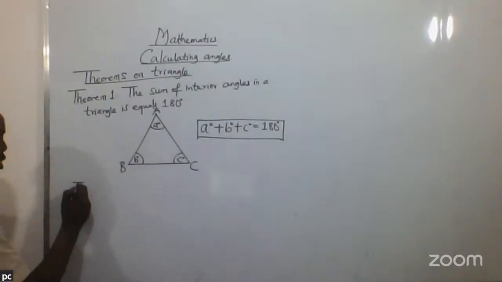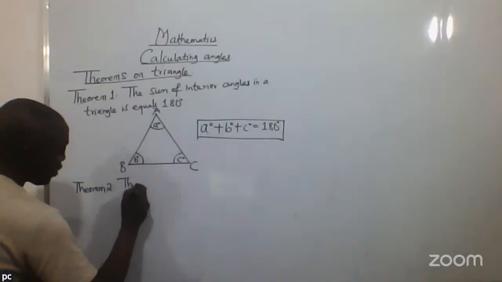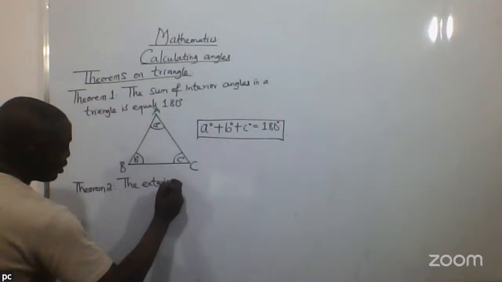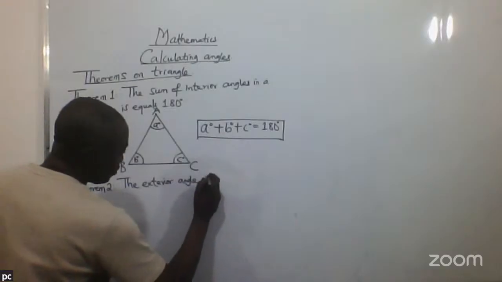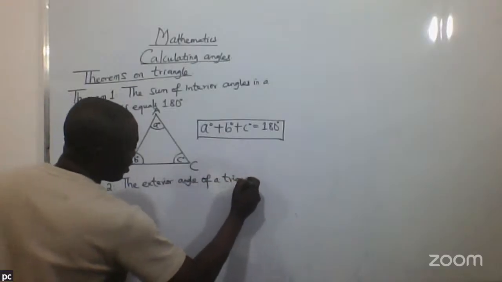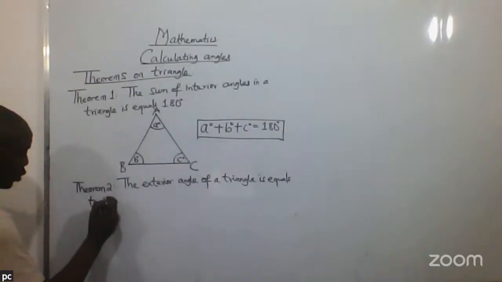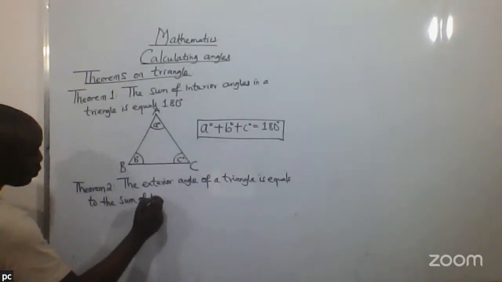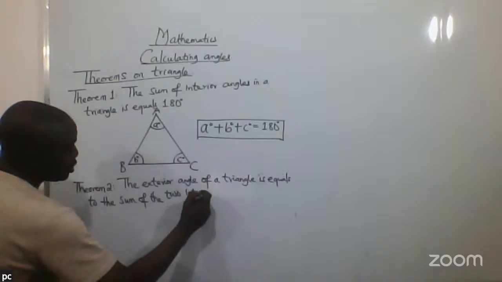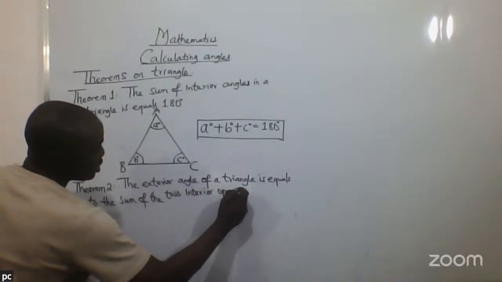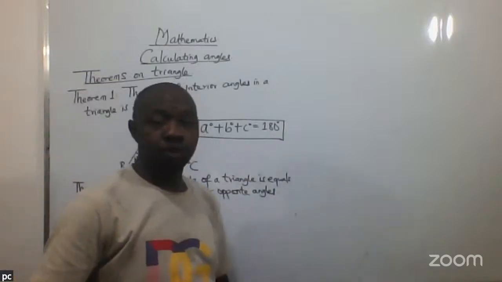That's one. Now, the second theorem, which will be our theorem 2: the exterior angle of a triangle is equal to the sum of the two interior opposite angles.